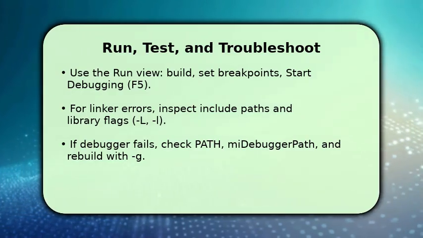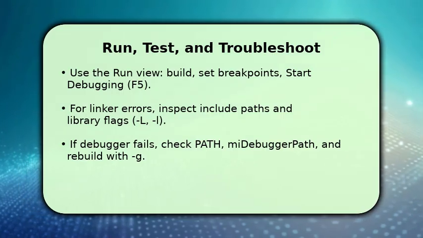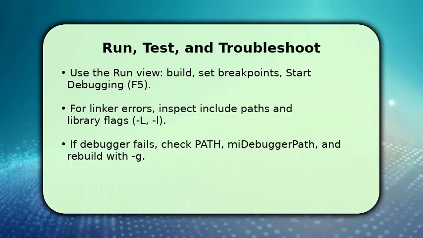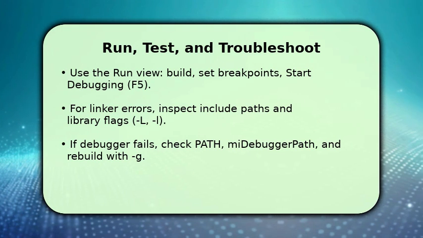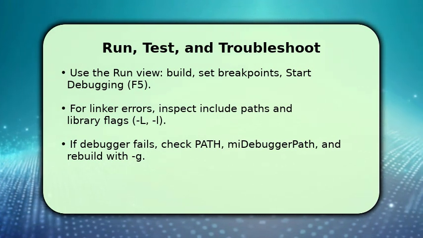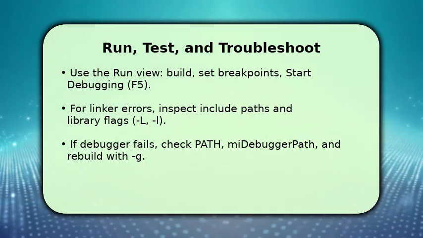If you hit linker errors, check include paths and library flags, add -L and -l as needed in tasks.json. If the debugger won't attach, make sure the debugger binary is in PATH, miDebuggerPath points correctly, and you rebuilt with -g. A quick fix is to restart VS Code and rerun the build to refresh settings.